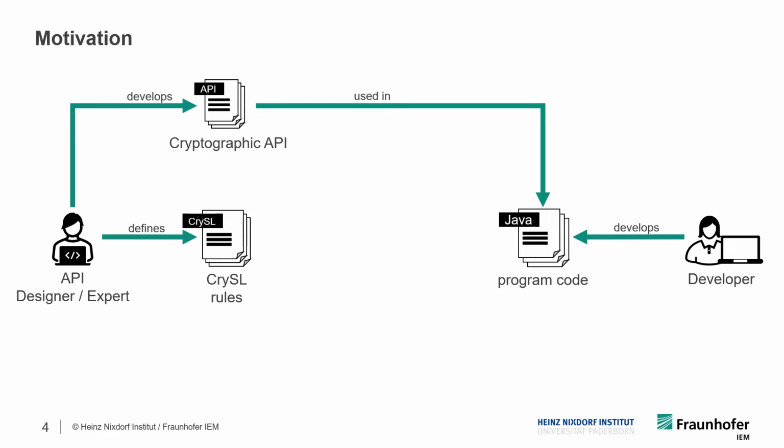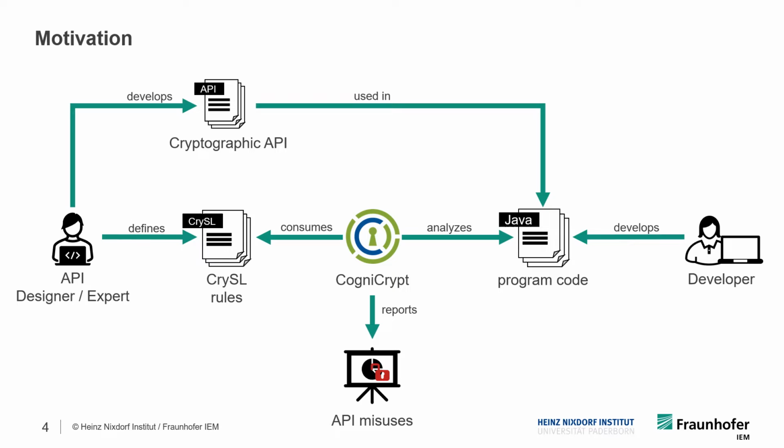For the analysis with Copycrypt, we then use our domain-specific language Crystal, where we define rules on how to correctly use the API. The static analysis tool Copycrypt then consumes the Crystal rules and uses them to configure its analysis and can then use that to analyze program code. After performing the analysis, Copycrypt reports all the misuses that it found.